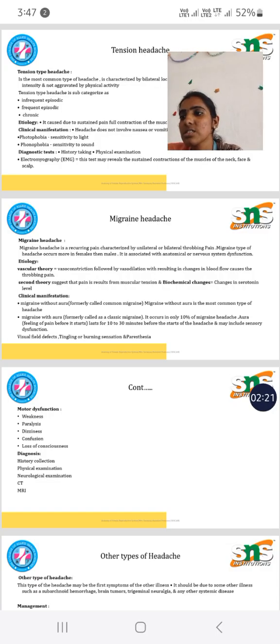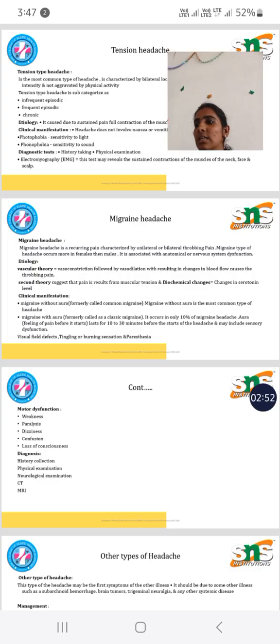Clinical manifestations are migraine without aura, formerly called common migraine. Migraine without aura is the most common type of migraine headache. Migraine with aura, formerly called classic migraine, occurs in only 10% of migraine headaches, with a feeling of pain before it starts. It lasts 10 to 30 minutes before the start of the headache and may include sensory dysfunctions: visual field defect, tingling or burning sensation, and paresthesia.